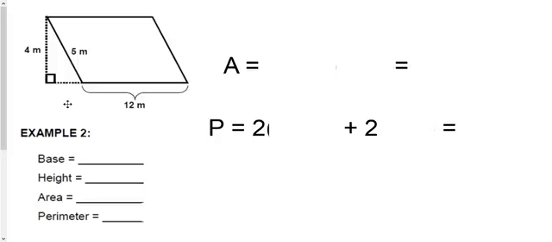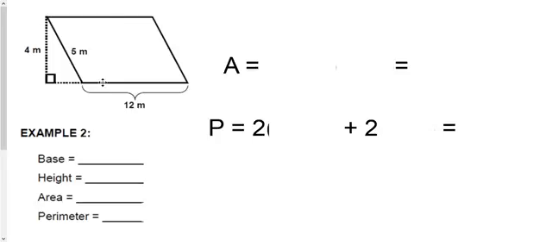Here we got another parallelogram. This time we're showing how they can show the height on the outside of the parallelogram. We need to go to this side. They can also extend the side and go straight up to the vertex on the other side. So our height in this one is 4.